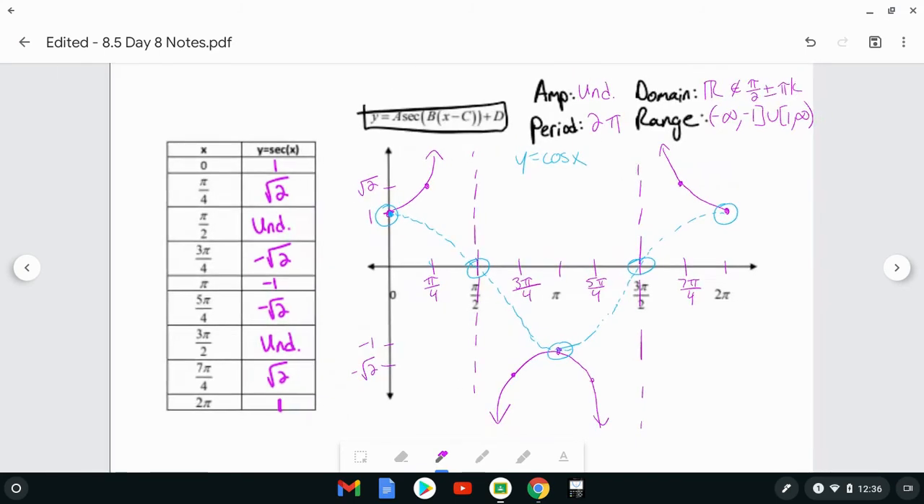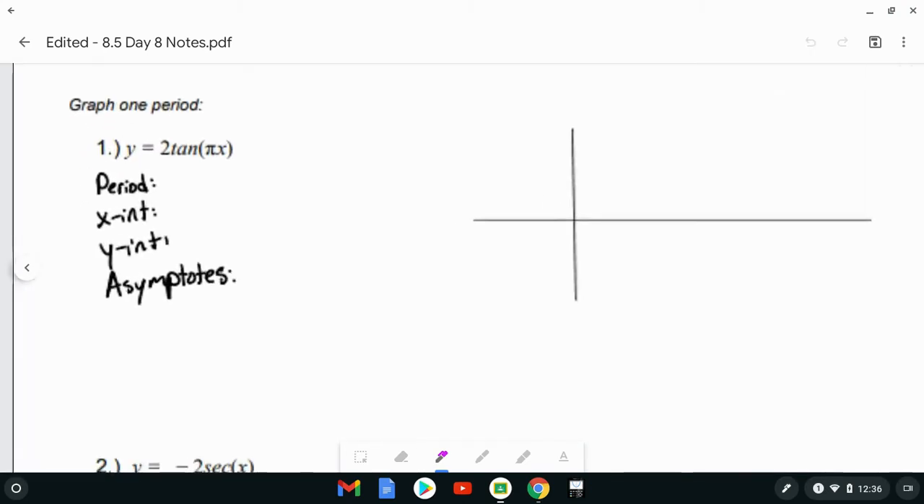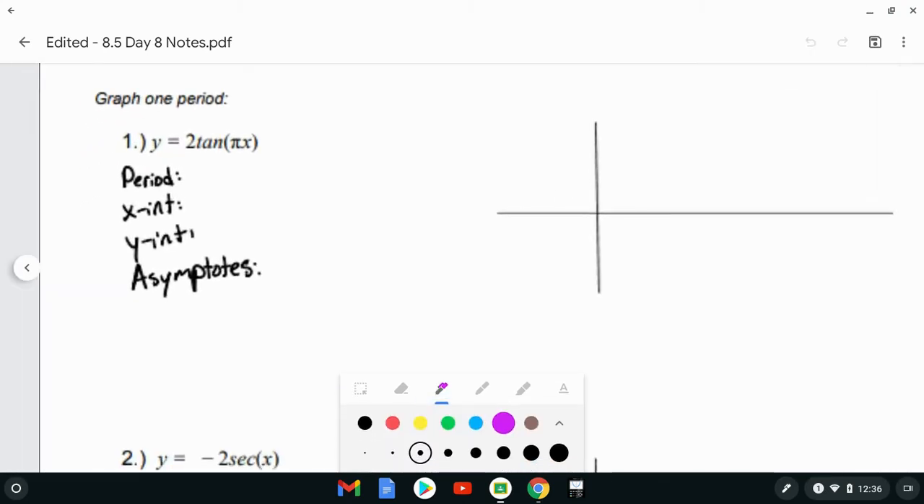So we know sine and cosine. I just told you, and we're going to do a couple examples where you graph cosecant and secant based on sine and cosine. But we also need to make sure that we know the tangent and cotangent ones from that front page. Okay? So on the next page, we've got 3 problems here we're going to go through, and we're just going to graph one period of each.